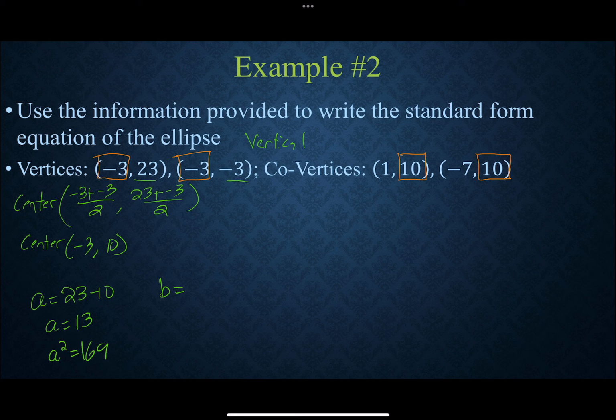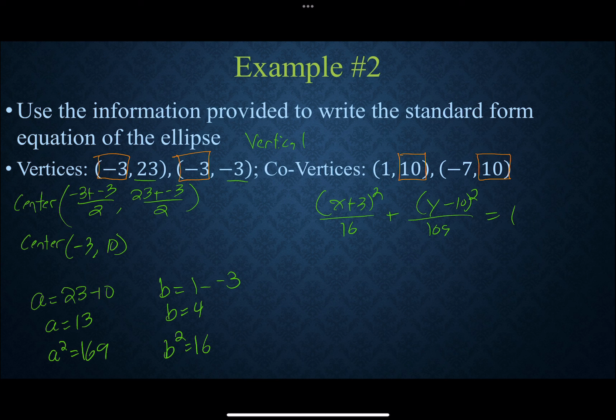Whereas b is how the co-vertices change. So I'm going from 1 to -3. So b is 4, meaning b squared is 16. So my equation would say x plus 3 squared over 16, and then y minus 10 squared over 169. Because again, remember, the larger number goes with the appropriate fraction based on the orientation. Because it's vertical, the larger number, the 169, goes with the y fraction. Whereas the smaller number obviously goes in the other spot.